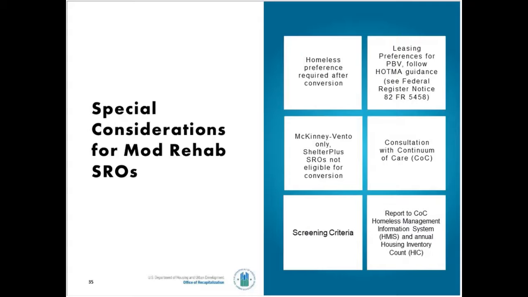So if you have a Mod Rehab SRO contract, there are special considerations to keep in mind. And some of the special considerations are here listed in front of you. One of the very first is that if you have a homeless preference, that will be required to continue after conversion. Your admin plan, if you are PBV, or tenant selection plan, if you are doing a PBRA conversion, will need to state the homeless preference after conversion.